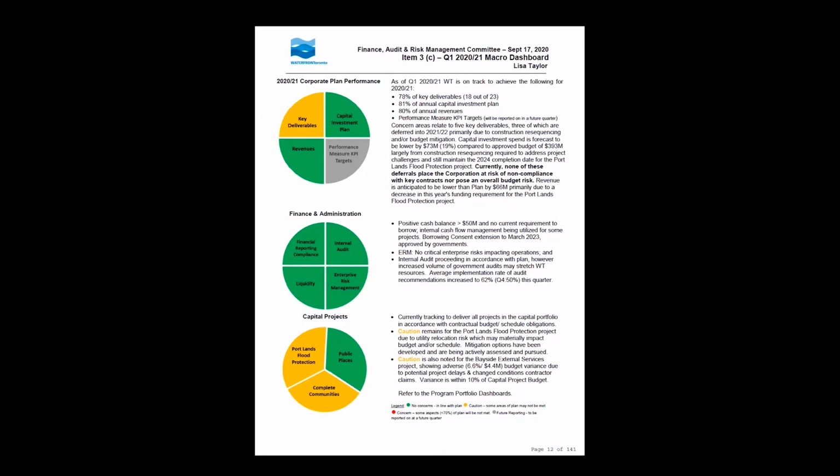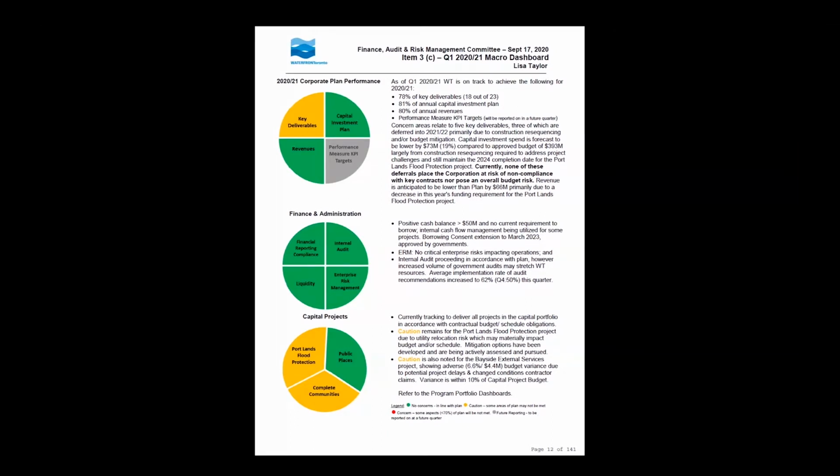So the overall 80% level is a direct correlation to the construction resequencing that was required on the Portland's flood protection project. And that was to address some of the project challenges we had encountered last year and to still maintain our 2024 completion date. So in particular, some components that we'd planned to do this year have shifted into the next fiscal year, and so our cash flows have followed.